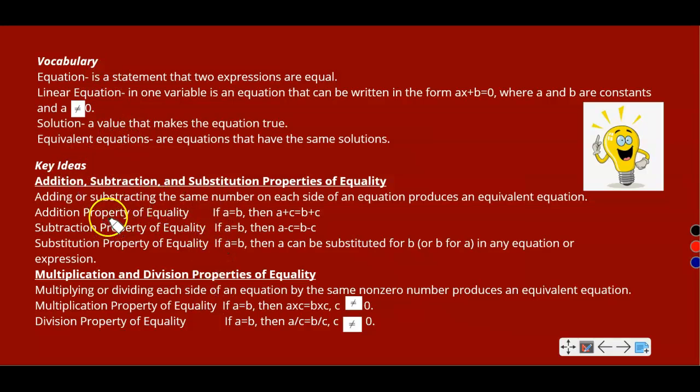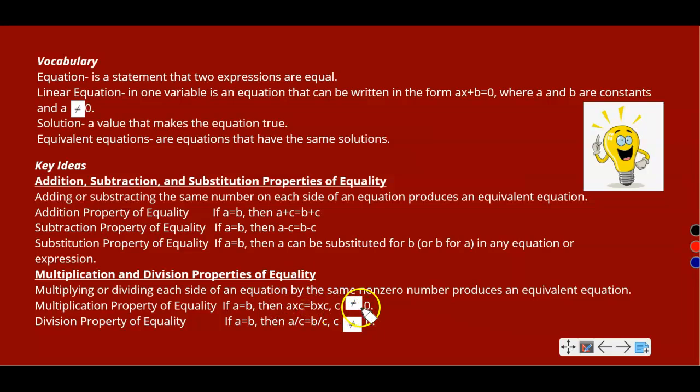Also, your properties of equality. These are very important. Addition property, if A equals B and you add C to both sides, they're still equal. Subtraction property, if A equals B and you subtract C from both sides, they're still equal. And substitution property, if A equals B, then A can be substituted for B or vice versa in any equation or expression. Multiplication and division properties. Okay, if A equals B and you multiply C both sides, as long as C is not equal to 0, those are still equal. Properties of equality.